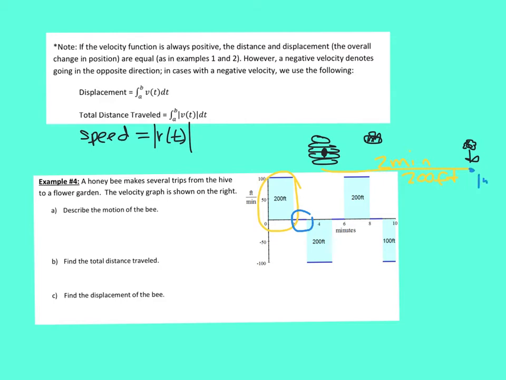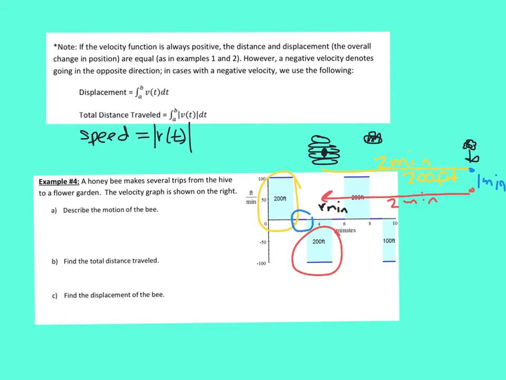So we can see that the bee stayed for 1 minute, probably at the flower garden. Next thing that happened was this 200 feet, this negative 100. So it's negative 100. That means it's going in the opposite direction. So what's happening then is the bee is going back. So that's another 2 minutes and another 200 feet. Again, the bee stays for 1 minute at the hive.